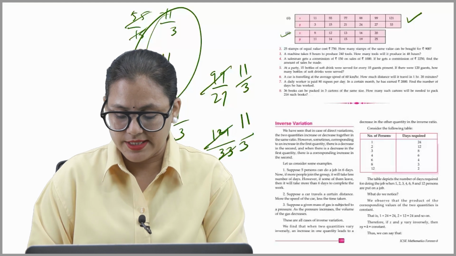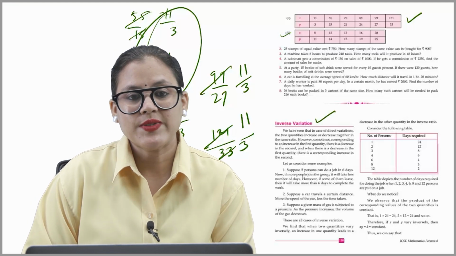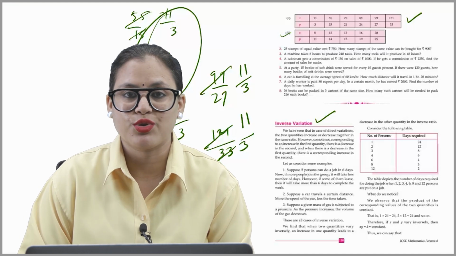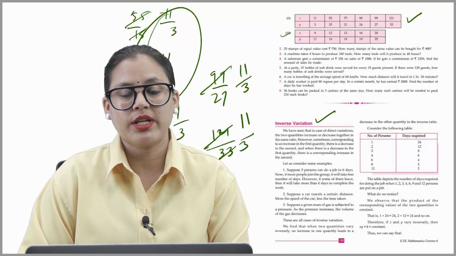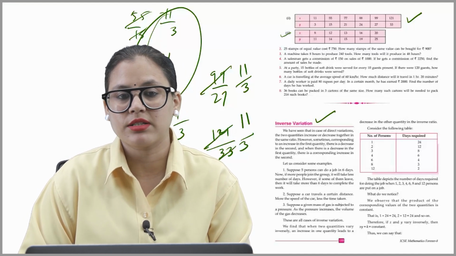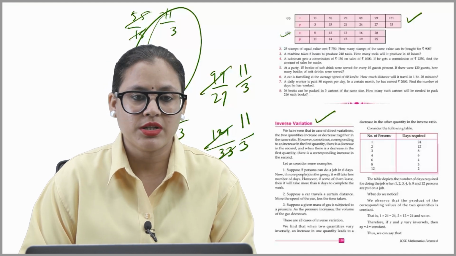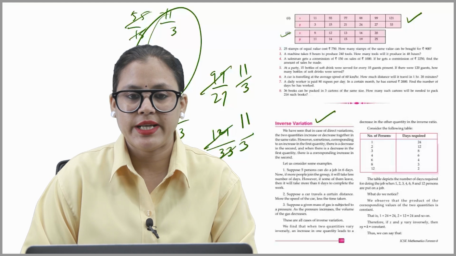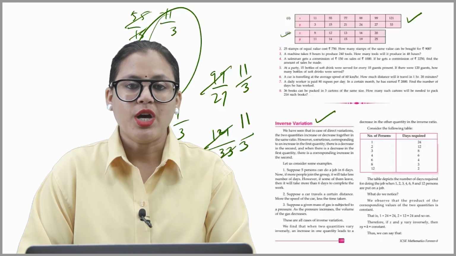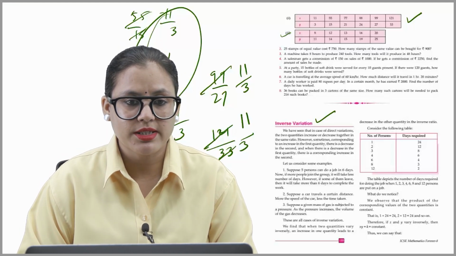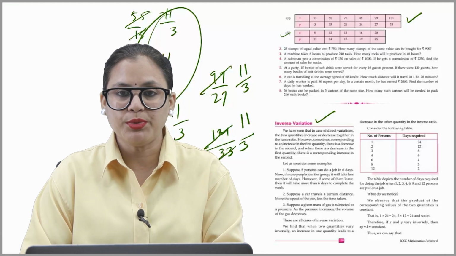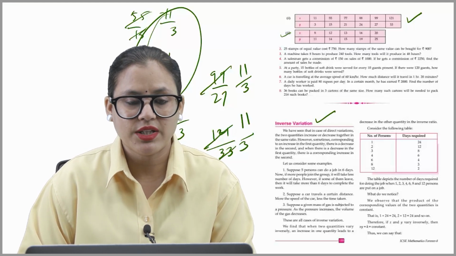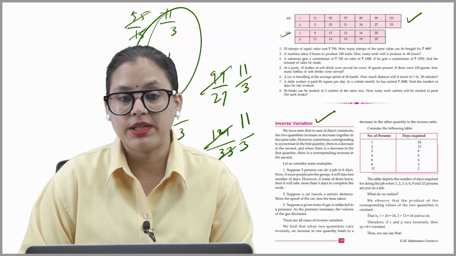Next, inverse variation. We have seen that in case of direct variations, the two quantities increase or decrease together in the same ratio. However, sometimes corresponding to an increase in the first quantity, there is a decrease in the second, and when there is a decrease in the first quantity, there is a corresponding increase in the second. Let us consider some examples. Number 1. Suppose 5 persons can do a job in 6 days. Now, if more people join the group, it will take a smaller number of days. However, if some of them leave, then it will take more than 6 days to complete the work.